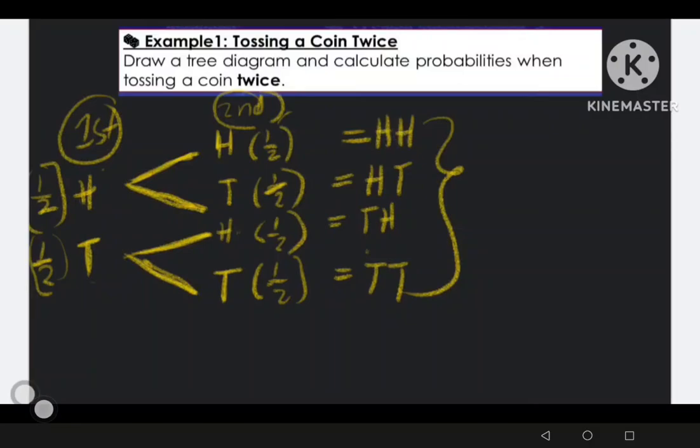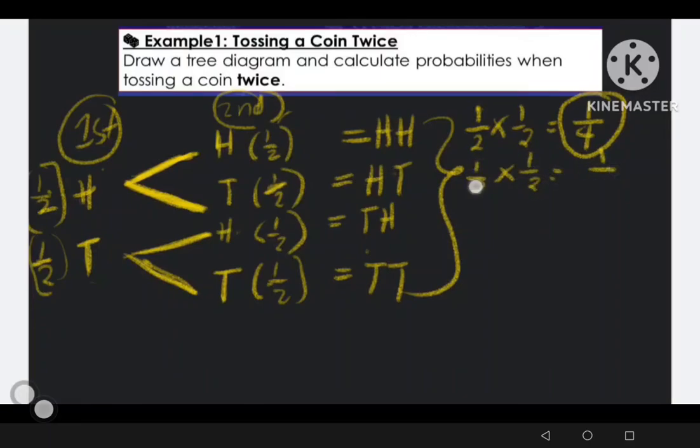We have head and head. In this combination, we have 1/2 and 1/2, so we multiply 1/2 times 1/2. 1 times 1 is 1, 2 times 2 is 4. So our probability of getting head and head is 1/4. Next one, head and tail. The same process: head 1/2 times tail 1/2. 1 times 1 is 1, 2 times 2 is 4, the same. So the probability of getting head and tail is 1/4.